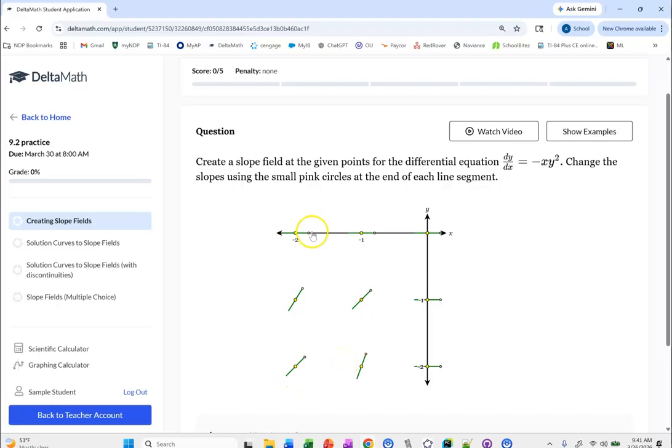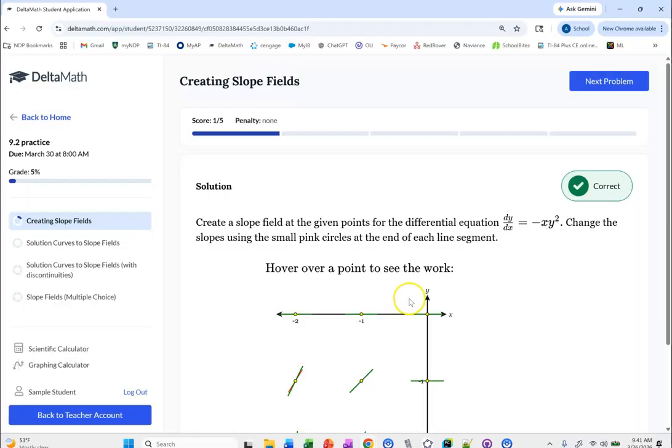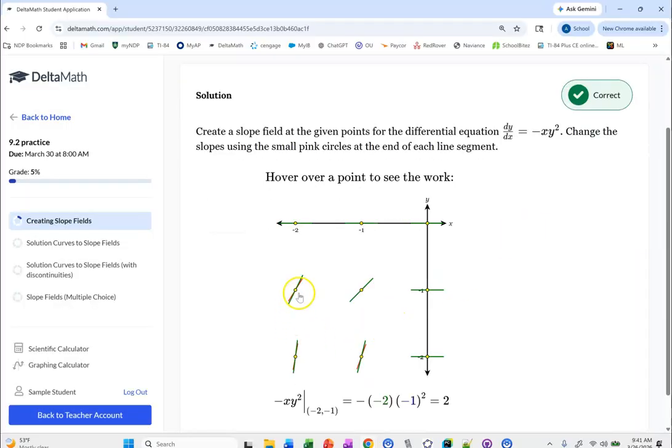And the last one is -2, -2. The slope there should be +8, right? So it's the steepest one yet, just shy of vertical. I'll do that. I'll hit submit. Hopefully we were close enough. It marks it correct. So there they drew in the actual slopes, and you saw that, okay, I was pretty close.